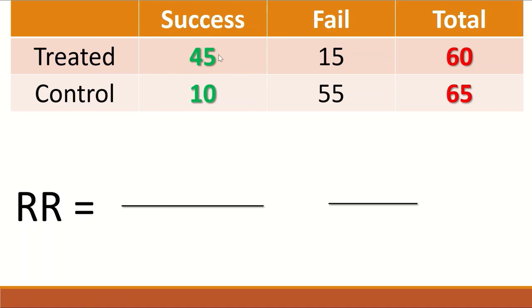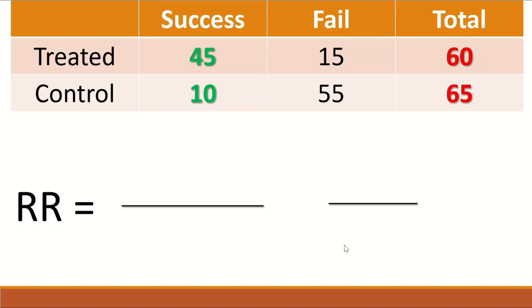The event occurring in the treated group is recorded as a success, and the event not happening is recorded as a failure, and the total number of participants in the treated group is given here. For the control also, the number of participants who had the event, or who had succeeded in recovering from the condition, is recorded here, with those who did not recover, or where the event did not occur, also recorded, and the total number of participants for the control is recorded. So here we have a binary outcome in which there are two levels, either the event occurring or not occurring.